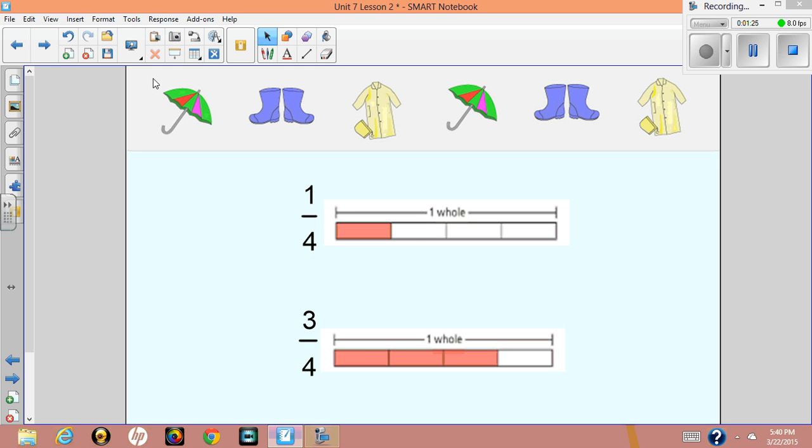Here we have our whole, and it is divided into 4 parts. And one of the fraction units is highlighted or shaded, which represents 1/4 of the whole. Here we have the 4 fourths in the whole, and we have highlighted or shaded 3 of the 4, and we have 3/4 of the whole.